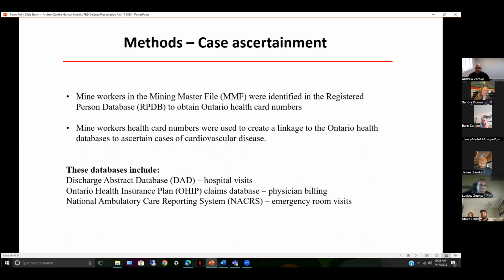There were 3 databases: the Discharge Abstract Database, which contains information about hospital visits; the Ontario Health Insurance Plan claims database, which holds information about physician billing in Ontario; and the National Ambulatory Care Reporting System, or NACRS, which holds information about emergency room visits as well as other outpatient information.